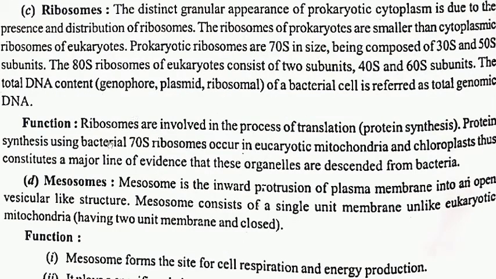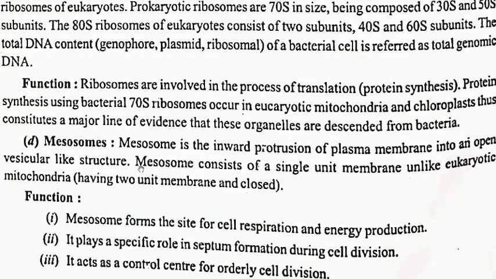What is the function of the ribosome? They are involved in the process of translation. Protein synthesis using bacterial 70S ribosomes also occurs in eukaryotic mitochondria and chloroplasts. Thus, it constitutes a major line of evidence that these organelles are descended from bacteria.